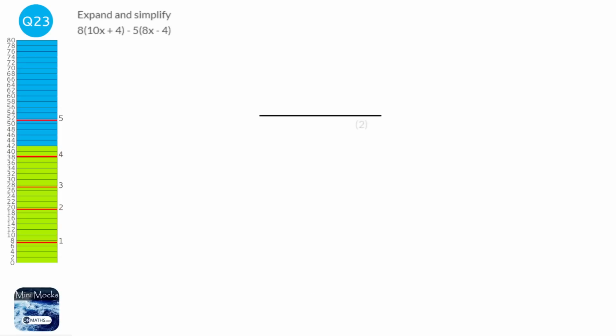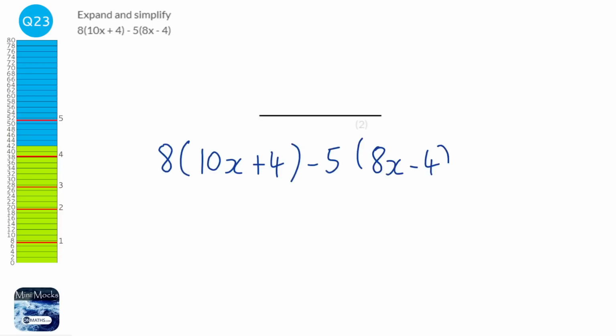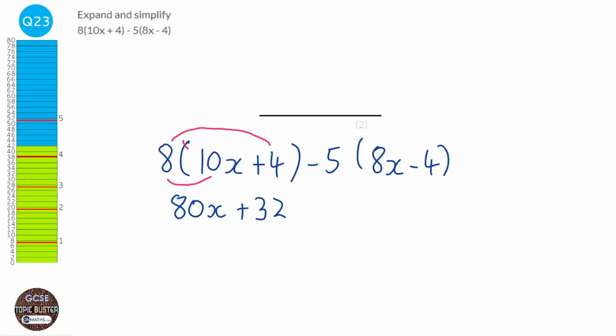I'm just going to write the question out, so we've got a little bit bigger writing to play with here. And it doesn't actually matter which method you expand these brackets with. I'm going to use Smiles and Rainbows, so we multiply the 8 by the 10x, which will make 80x, and multiply the 8 by the 4, which will make 32. Now here we've got a minus 5 on the outside. So we do minus 5 times 8x, which is minus 40x. And minus 5 times minus 4, which is actually plus 20.